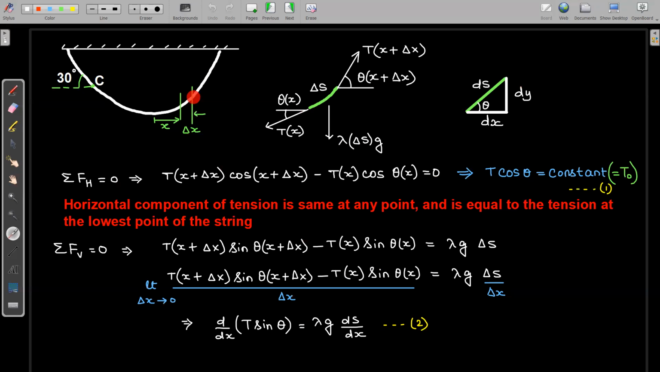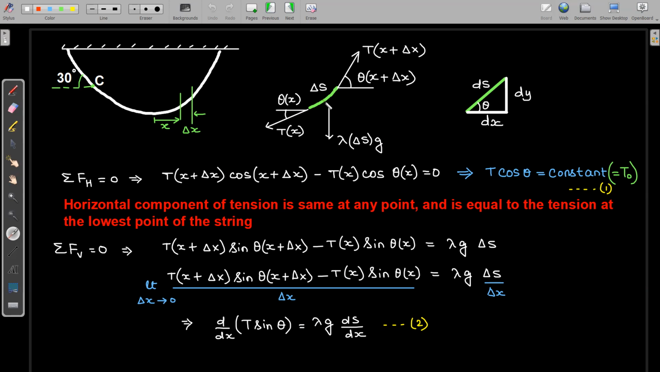Similarly, at position x plus delta x, the tension is T(x + Δx), and the tension makes an angle of θ(x + Δx). So obviously the value of tension at these two ends is going to be different, and the angle that this tension vector makes with the horizontal is also going to be different. And if the length of this element is delta S, there will be a weight of this element: lambda, the mass per unit length, times the length of the element delta S, times g. So this is the weight of this element.